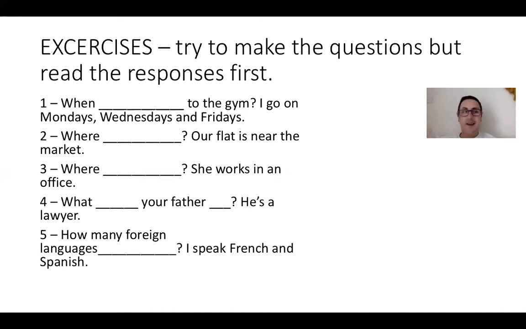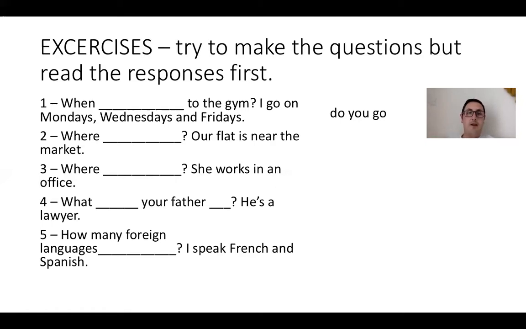Okay, welcome back. So we have this. I go on Mondays, Wednesdays, and Fridays. Now, I go is not connected with the verb to be. And when it's not, and this is in the present simple, we need the auxiliary verb. So the response is I. So if it's I, then the question is you. So it's going to be, when do you go to the gym? Do, auxiliary verb, you, subject, and then go, infinitive verb.